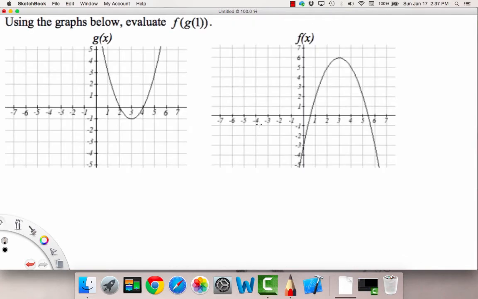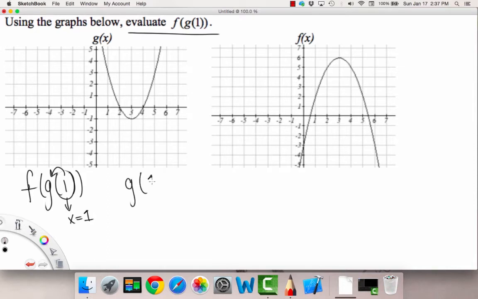Okay, so we're going to do something similar on this example, except for now, instead of using tables, we're using graphs that we're given. So here we're going to evaluate f of g of 1. Again, like we do with composition of functions, we're going to work from inside to outside. Our initial input is going to be 1, and 1 is being inputted into g. So when x is equal to 1, what is g? We basically have to figure out what is g of 1.